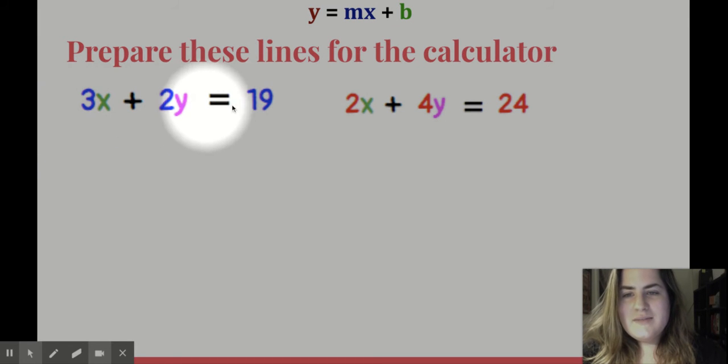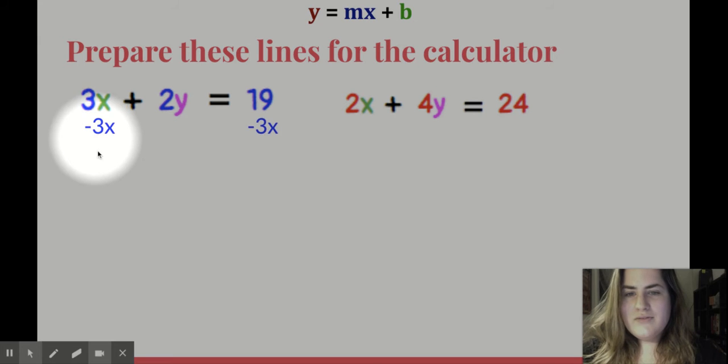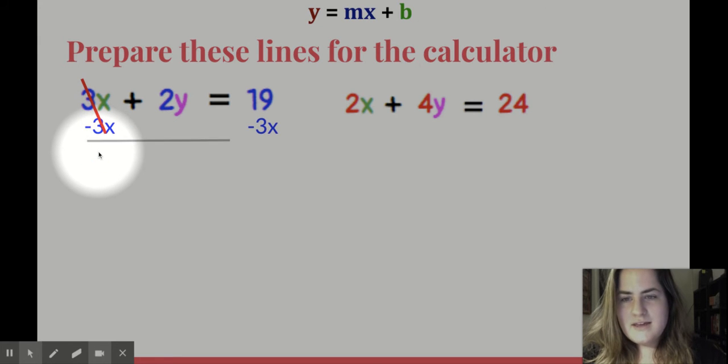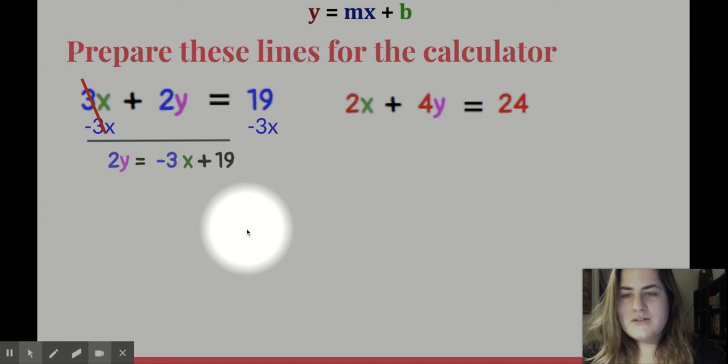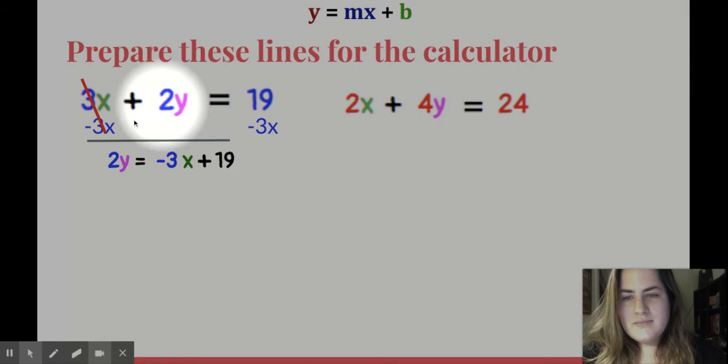All right, so I see my y equals right here. I got to move over this 3x. What's the opposite of positive 3x? That would be negative 3x. Both sides cancel out. Bring down everything you didn't touch. So I'm going to bring down 2y equals negative 3x plus 19.